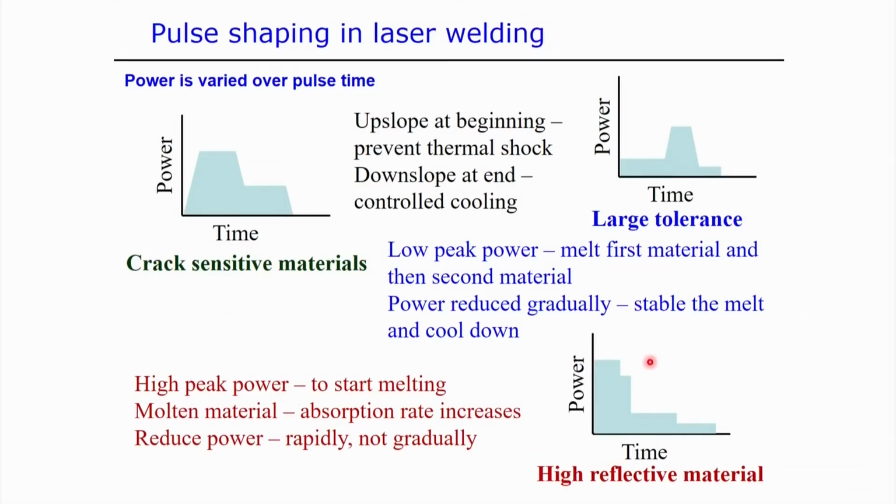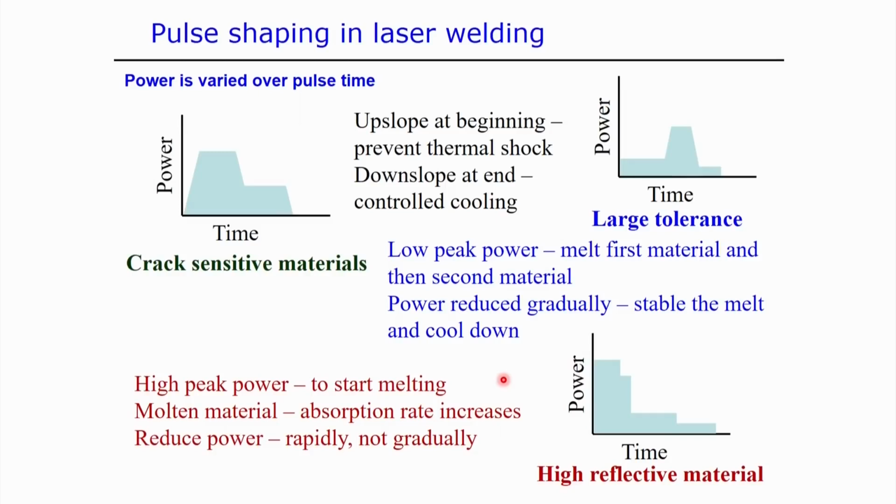Next is the high peak power pulse, which is used to start melting. This pulse shape is basically for high reflective materials. Here we follow no slope; there is an instantaneous increase in the pulse energy, which helps to start the melting, specifically due to the high peak temperature. Although they are high reflective materials, the larger amount of energy helps to melt at the start. Then we reduce the power gradually, step by step, so the absorption rate of the molten material increases, and finally we reduce the power to a very small value, rapidly, not gradually. So, this specific pulse shape is very useful for high reflective materials.